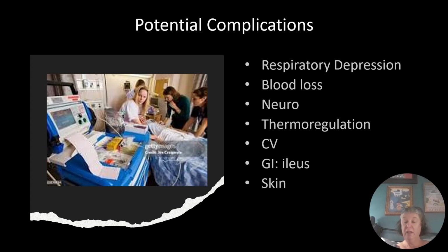Thermoregulation. People can have trouble regulating their body temp after procedures. This could be a hyper or hypo situation. CV, GI, we worry about an ileus in particular, leading to a bowel obstruction. Anytime we use anesthesia, that slows everything down. Remember, that also has a negative effect on the bowel. So we want to make sure that we have bowel sounds, that our person's passing gas, that we are not worried about a bowel obstruction. And then, of course, skin, which we have talked about.